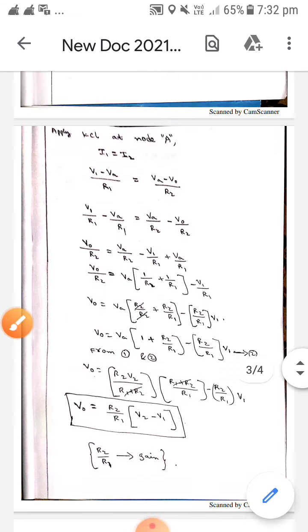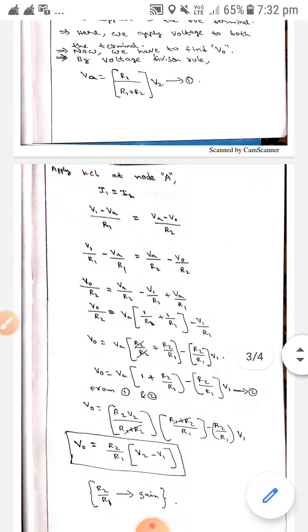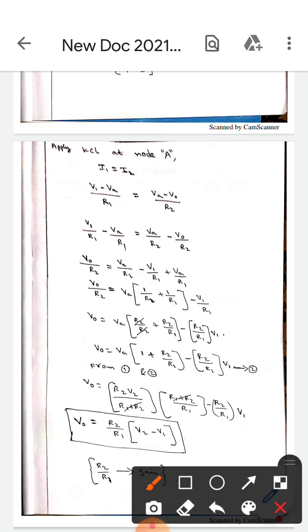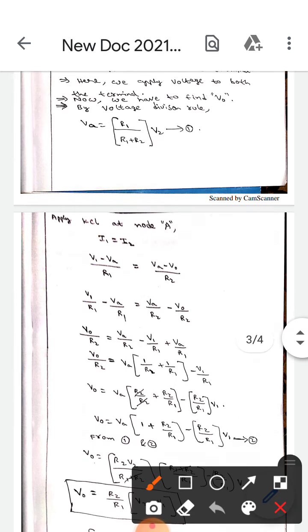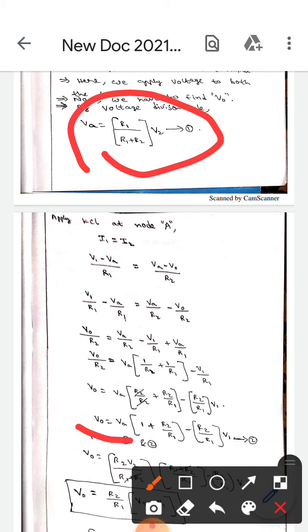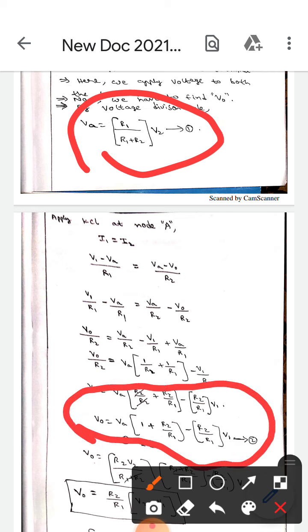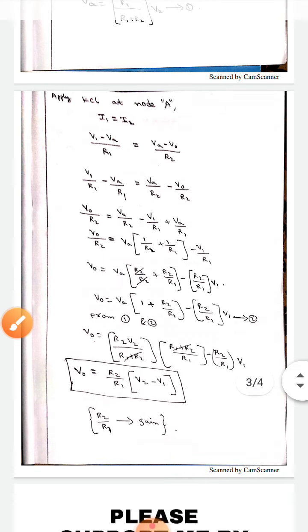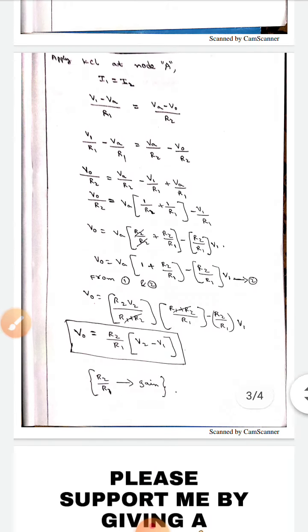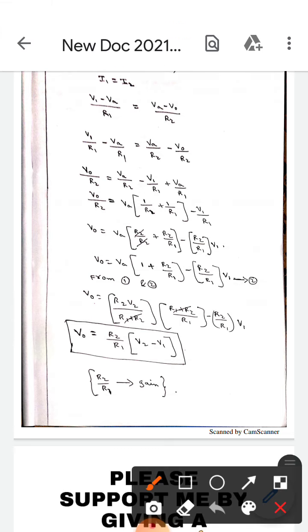If we compare equation 1 and equation 2, then we can write this whole expression in the place of VA. Then we will get V0 is equal to R2 V2 by R1 plus R2, into R1 plus R2 by R1, minus R2 by R1 into V1. Then V0 is equal to R2 by R1 into V2 minus V1. This is the equation we wanted to find out.